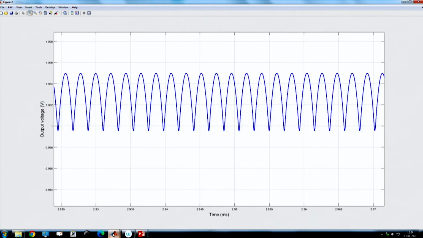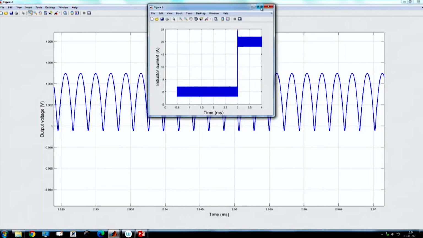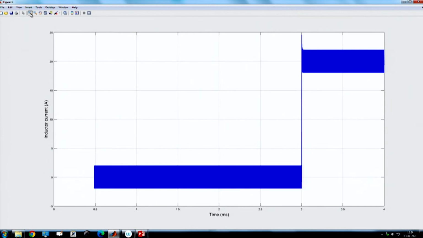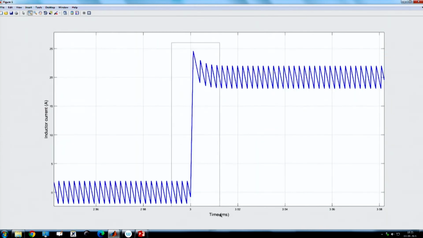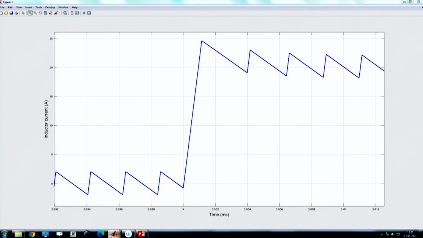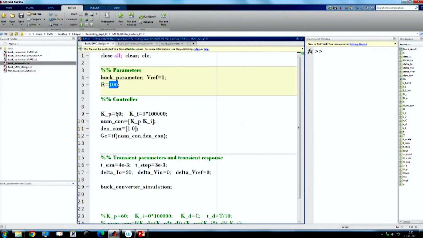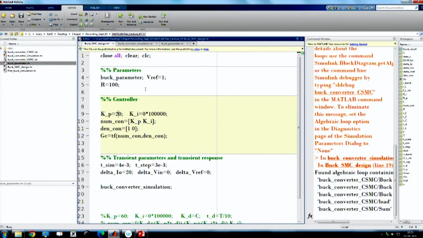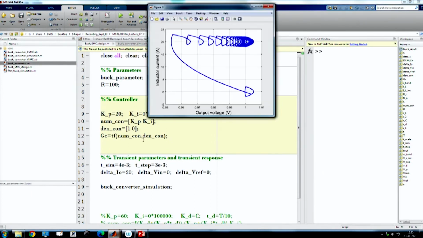What is the current waveform? The current waveform looks similar. So, this is the current waveform. Now, I want to reduce the gain. Suppose I use, let us say, the gain to be 20, a very small gain, and I want to see how the response looks.